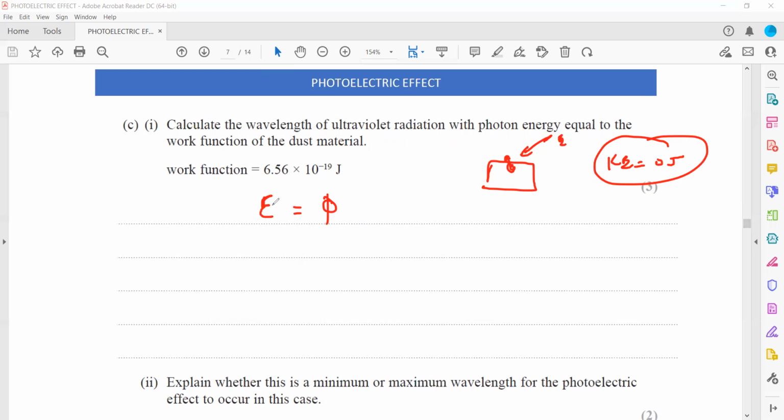So we have the formula E equals h f. The work function is given as 6.56, so this is the same question. E is equal to 6.56 times 10 to the power minus 19. We will first get the frequency because E equals hf, so we can write hf equals 6.56 times 10 to the power minus 19. But in the question we need the wavelength.